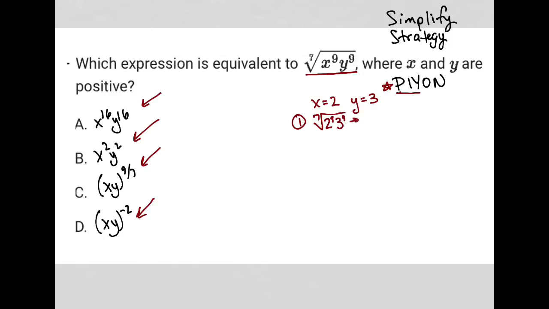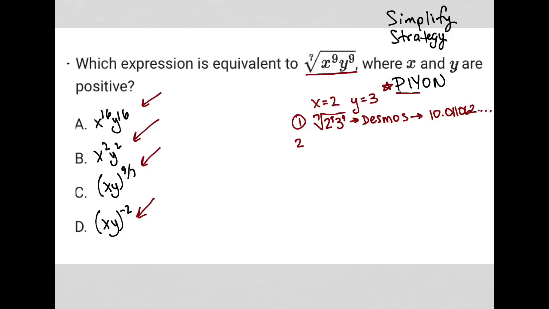I can take this to Desmos, plug that in, 7th root, 2 to the 9th, times 3 to the 9th. And what Desmos tells me as output is that this is equal to 10.011062... It keeps going. Okay, so that's step 1.